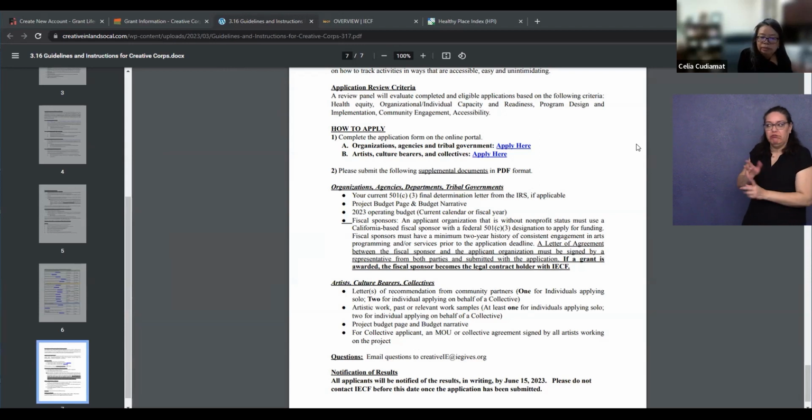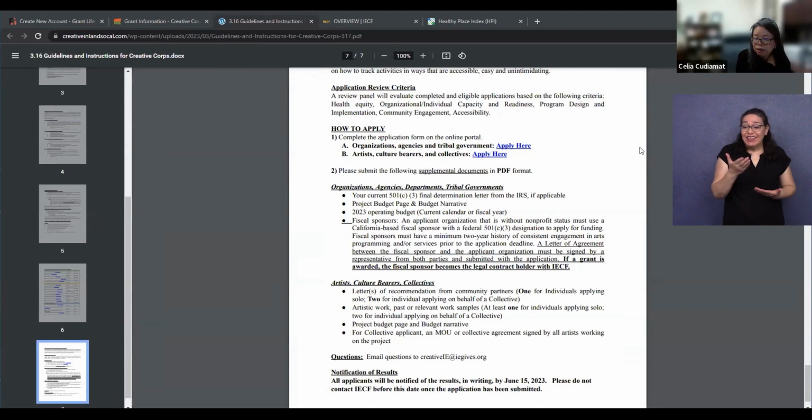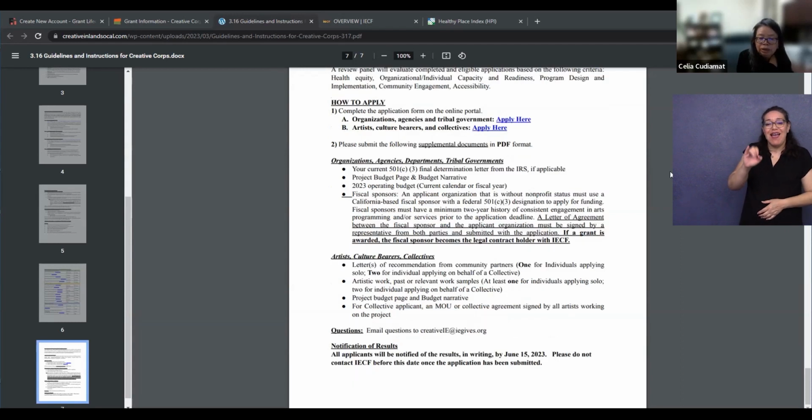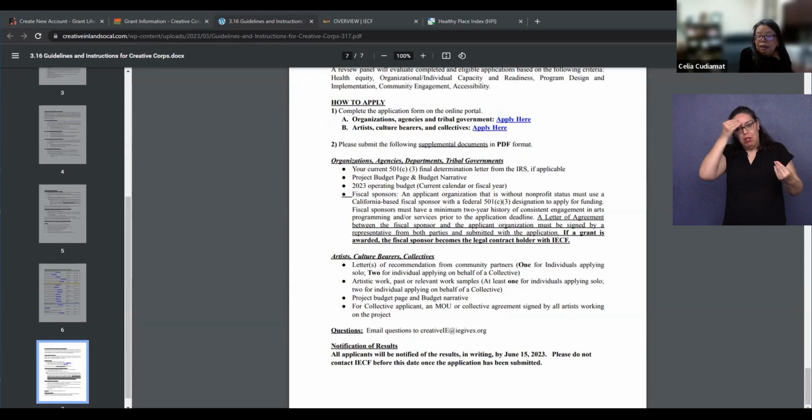application. If you have any questions about completing the application or need clarity on any of the guidelines, email the questions to creativeye@iegives.org. Notification of results: we do intend to send decision letters by June 15 to all applicants. And we are asking to please not contact us after you've submitted the application, because we will be in review mode for that month to make sure that we meet our decision release deadline. Okay.